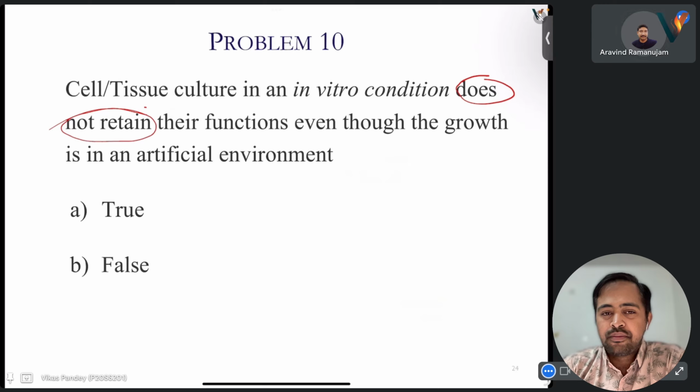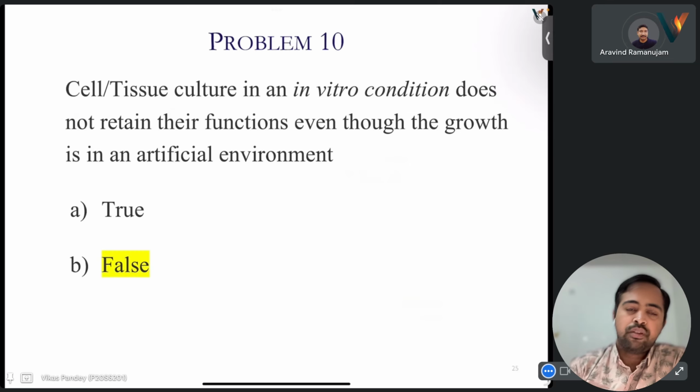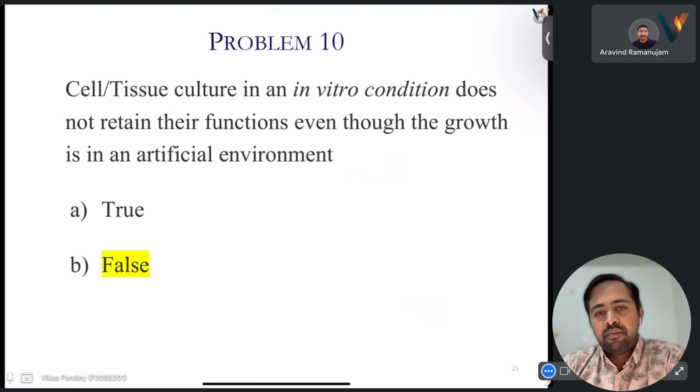So in vitro condition means laboratory conditions. Yes, sir. So do the cells retain or lose their function? False, sir. False, because we ensure that they don't lose their function, right? Yes, sir. Their functions are mimicked, they grow. And how? Because we are creating a condition very similar to the natural environment in which they were. Yes, sir.